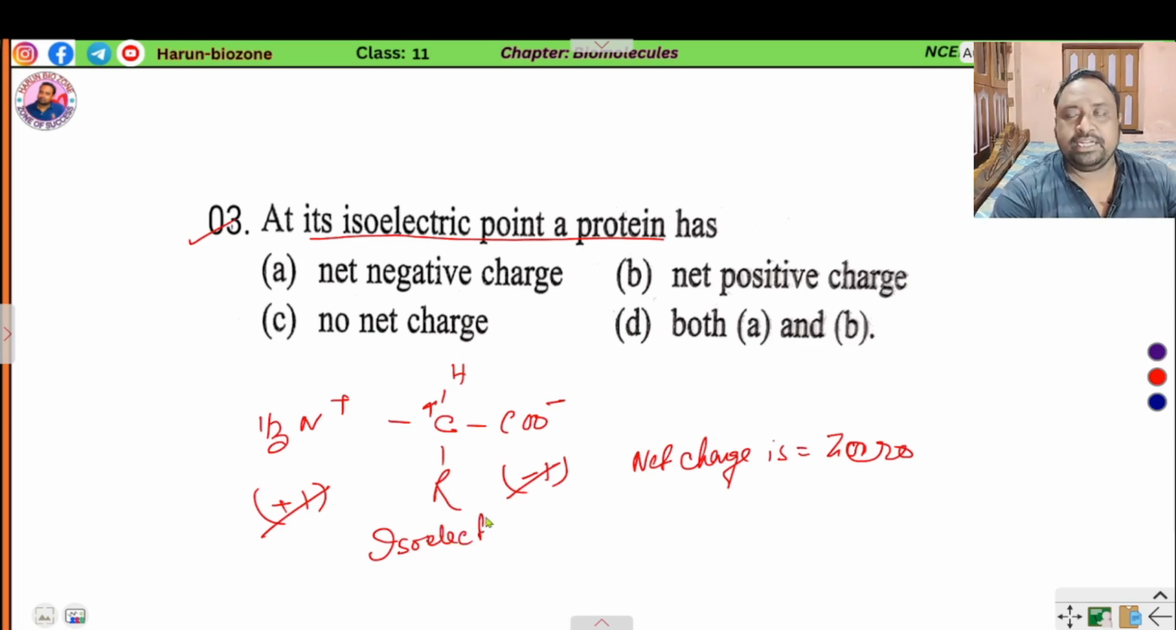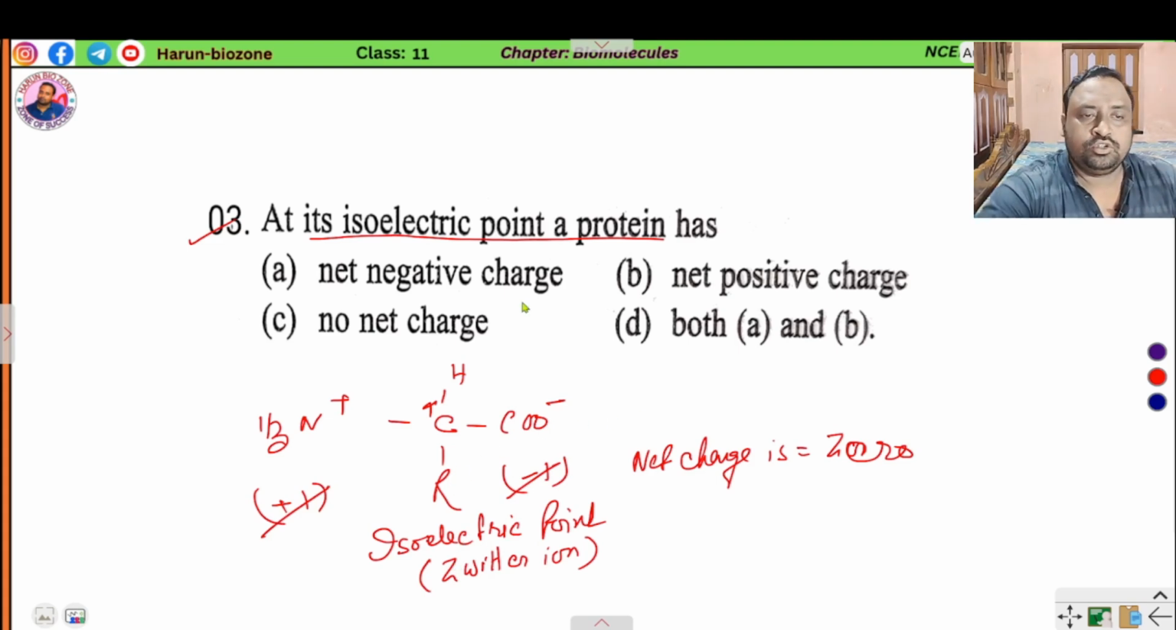Iso means same, electric means electric charge, electric point, and this is called zwitterion. So the correct answer is no net charge. In acid, the amino acid has plus 1, and in base it is minus 1.